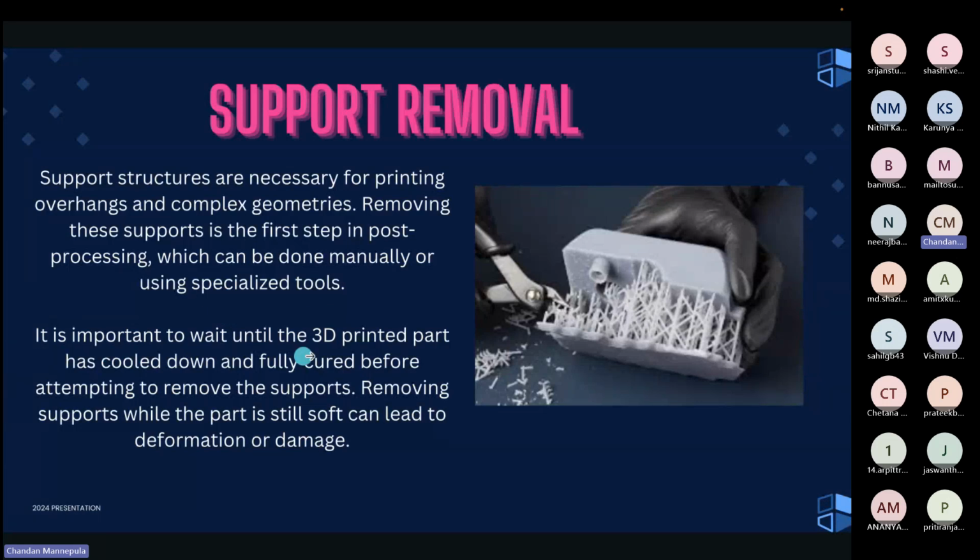It is important to wait until the 3D printed part has cooled down. If you don't wait till it's cooled down, the supporting parts in the 3D printed model will be of different materials. So if you try to remove the support particles without cooling down, there might be a distortion in the model printed by the 3D printer. So you need to wait till the whole 3D printed model is cooled down and fully cured before attempting to remove the supports. Removing supports while the part is still soft can lead to damage or deformation.